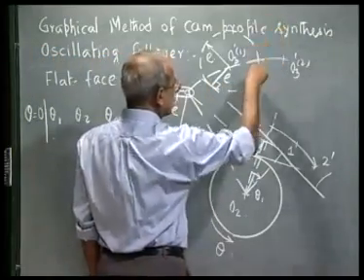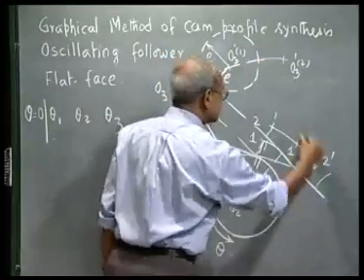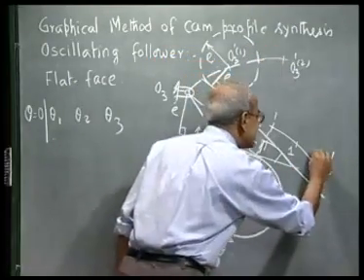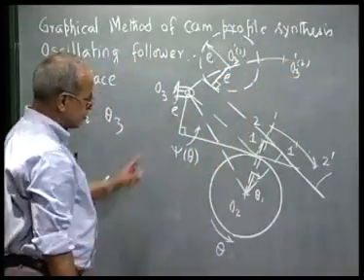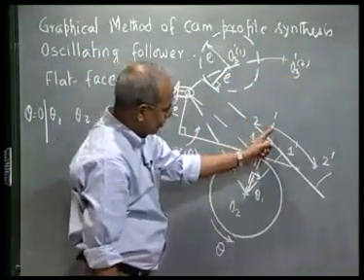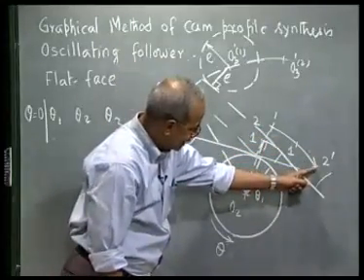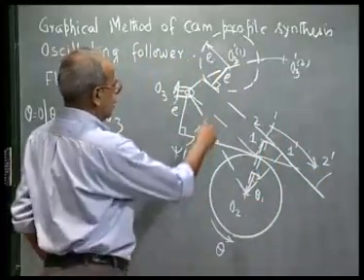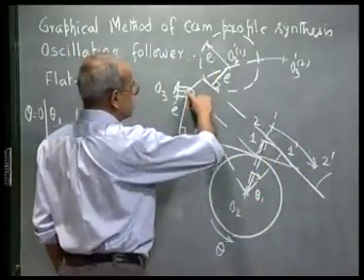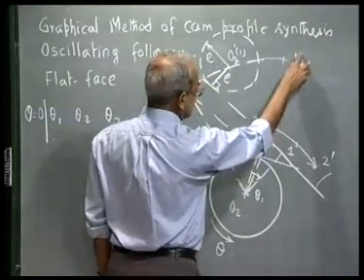Then again I draw this circle of radius E, and from 2 prime I draw a tangent to that circle. I am not drawing everything, it becomes cumbersome. The procedure is the same. I go from 2 to 2 prime by rotating O2 2 through an angle theta 2 in the clockwise direction. That gives me this point. I rotate O2 O3 through theta 2 in the clockwise direction. That gives me O3 2 prime.